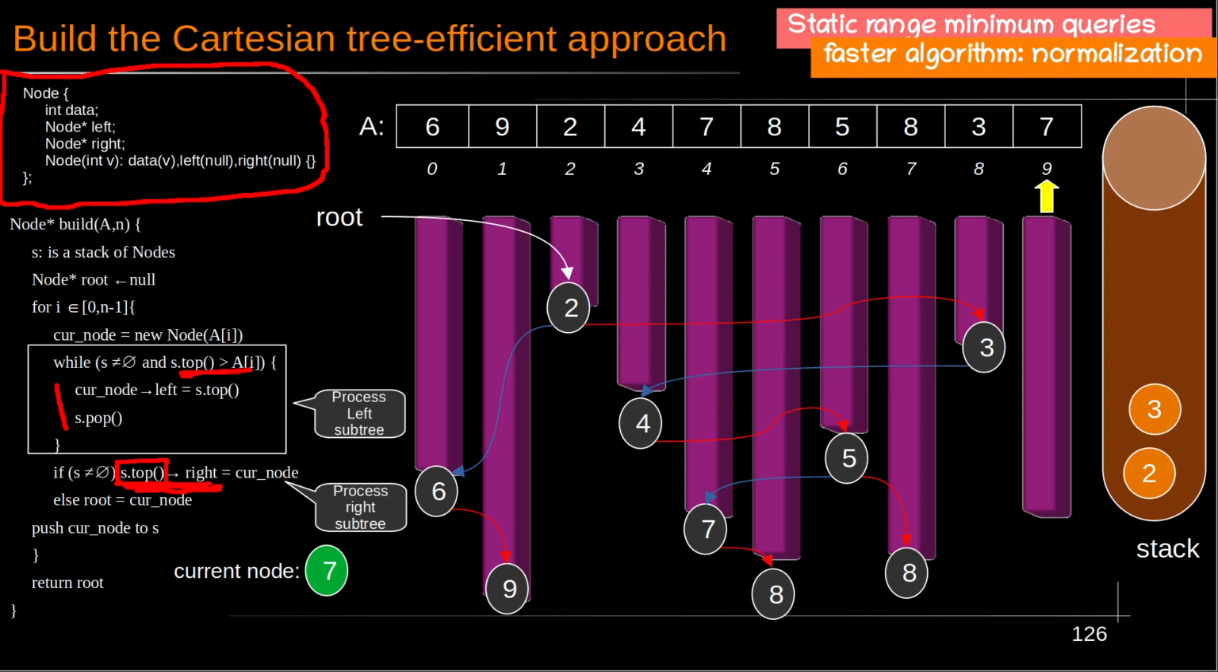Is 3 greater than 7? The answer is no. So we can say that the right subtree of 3 is 7, and we push 7 to the stack. As you see, we reached the end of the array, but we have elements in the stack. We never mind about them, because the job is finished here. We built our Cartesian tree using this efficient approach.